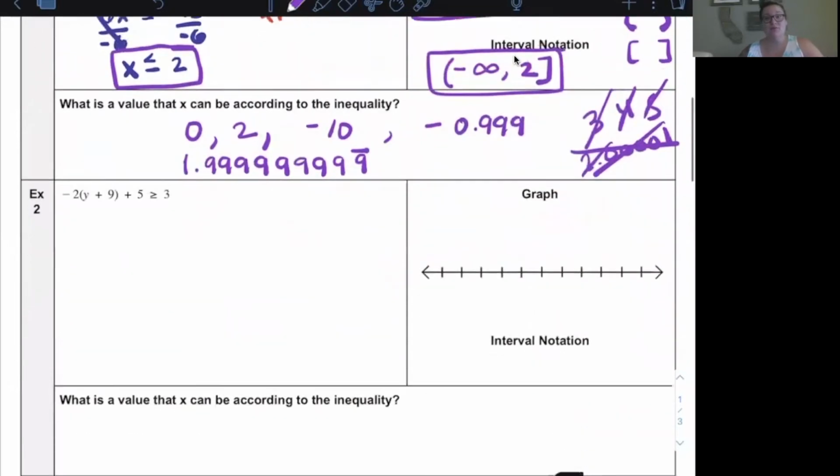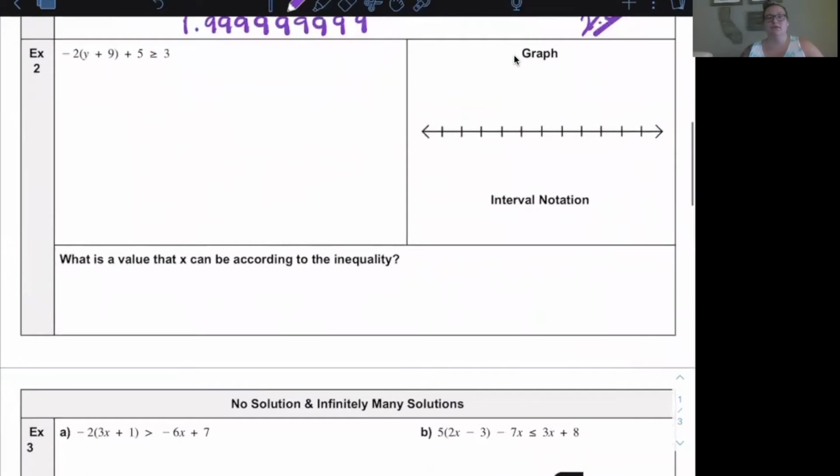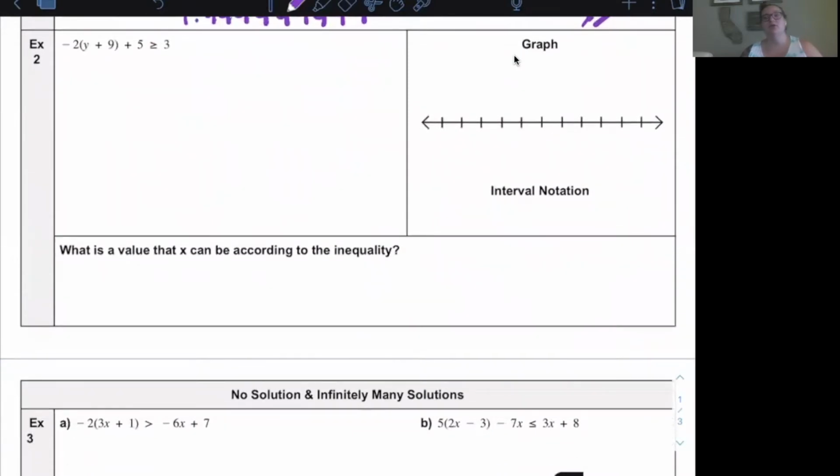So what I'd actually like you to do for example 2 is pause the video and get started on example 2 on your own and see how far you can get. I want you to try to completely solve the inequality. You need to solve for y this time. I want you to try to graph it and write your answer in interval notation, and then write some values that x can be according to the inequality that you solve for and find. So go ahead and press pause, and then press play when you're ready to double check your work.